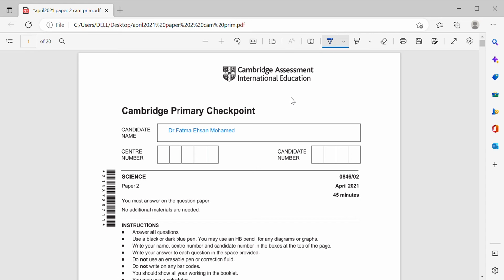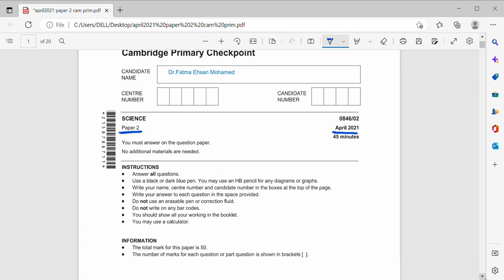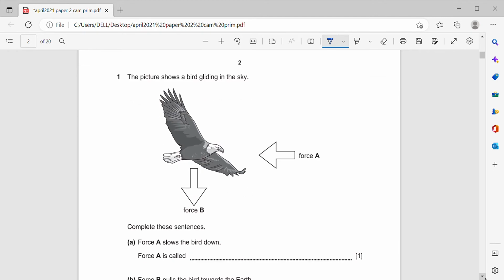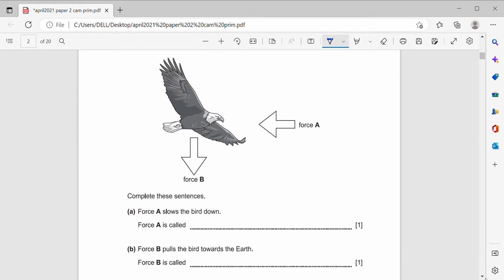Today we are going to solve together Cambridge Primary Checkpoint, April 2021, Paper 2. Question number 1. The picture shows a bird gliding in the sky. Complete these sentences. Force A slows the bird, force A is called, then force B pulls the bird towards the earth, force B is called.